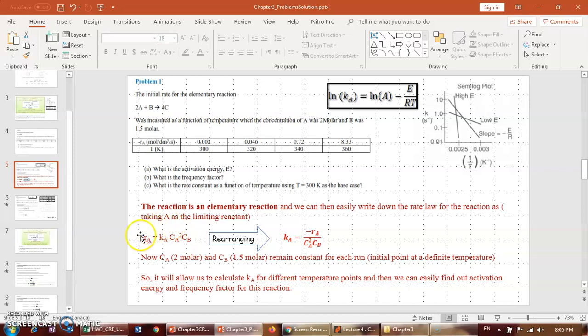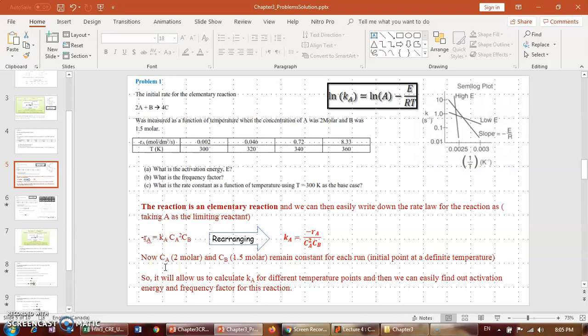And if we rearrange these things, we can find the reaction rate constant Ka equal to minus Ra divided by Ca squared and Cb, right? So that is how we can use the data to find the value of K. And now we know that the Ca value and Cb value are constant for each temperature.